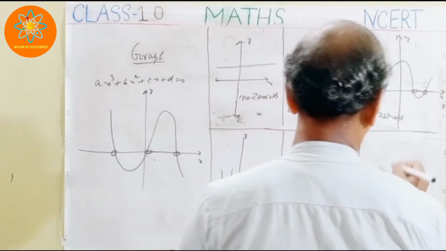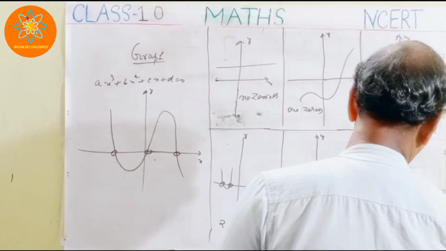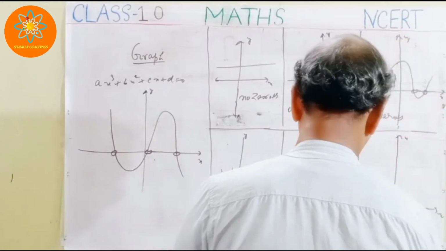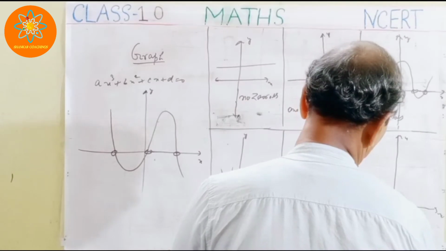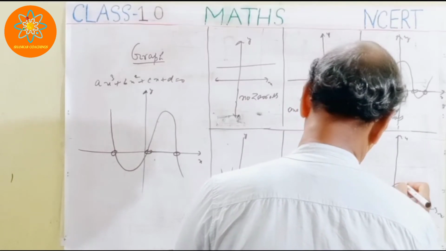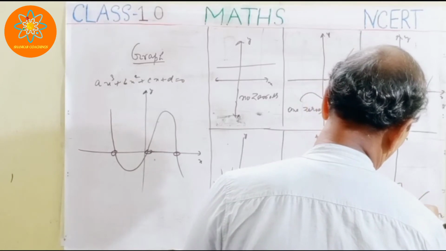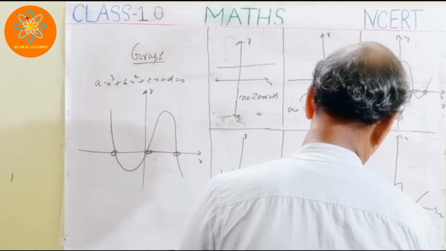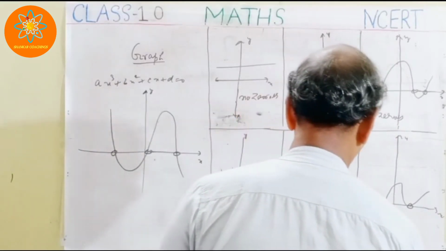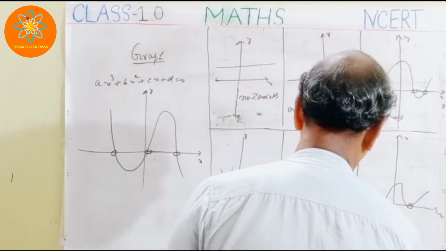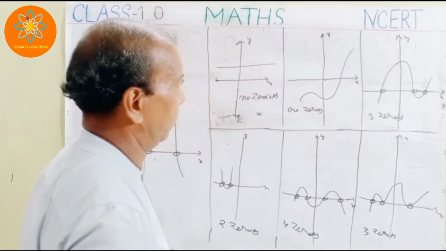Now the next one, and that is the last one. I'm taking this as the x-axis, this is the y-axis, and the graph is something like this. So the graph cuts at 3 points. So how many zeros will be there? 3 zeros will be there.